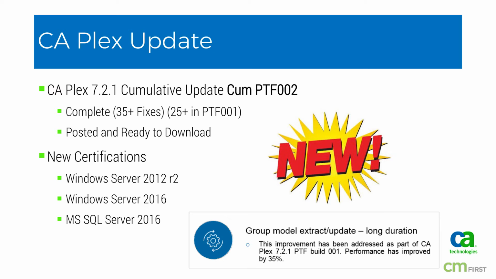We do need everybody on the Plex customers to move towards 7.2.1. Also, remember in PTF 001, there was an important performance enhancement. So if you're still on a 7.1 or a 7.2 and you're struggling with performance on a group model extract or update with long duration, you're going to see a tremendous benefit by moving to 7.2.1 PTF 002.